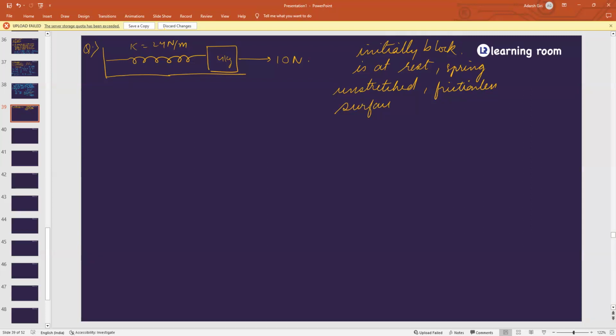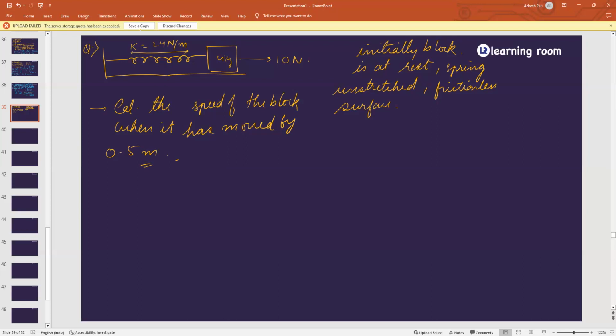Sir, what is the force constant? 24 or 4? Spring constant is this force constant only. Whatever the spring constant says, that is the value, 24 Newton per meter. So what you have to calculate is the speed of the block. This is a good question. You have to calculate the speed of the block when it has moved by 0.5 meters.